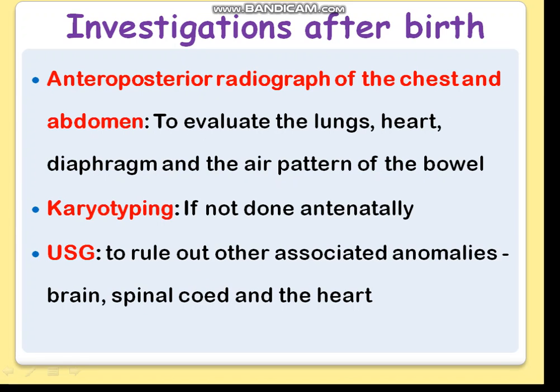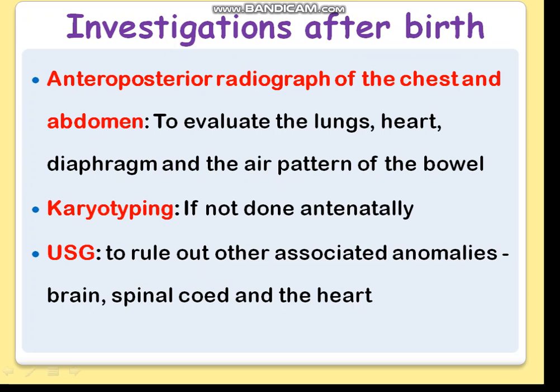The other investigations to be done are anterior-posterior radiograph of the chest and abdomen. ഇത് ചെയ്യുന്നത് അസോസിയേറ്റഡ് അനോമലീസിനെ കണ്ടുപിടിക്കാനാണ്. So AP radiograph of the chest and abdomen is taken in order to evaluate the other organs like the lungs, the heart, the diaphragm and the air pattern of the bowel. So AP radiograph of the chest and abdomen in order to find out the associated anomalies.